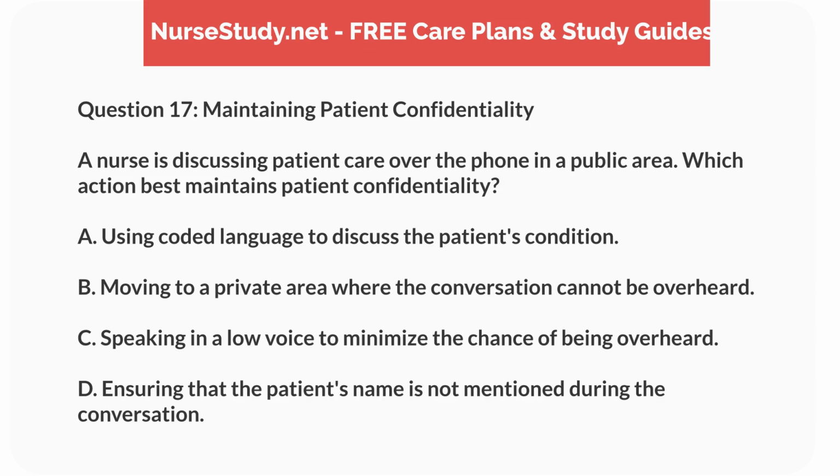Question 17. Maintaining patient confidentiality. A nurse is discussing patient care over the phone in a public area. Which action best maintains patient confidentiality? A. Using coded language to discuss the patient's condition. B. Moving to a private area where the conversation cannot be overheard. C. Speaking in a low voice to minimize the chance of being overheard. D. Ensuring that the patient's name is not mentioned during the conversation.